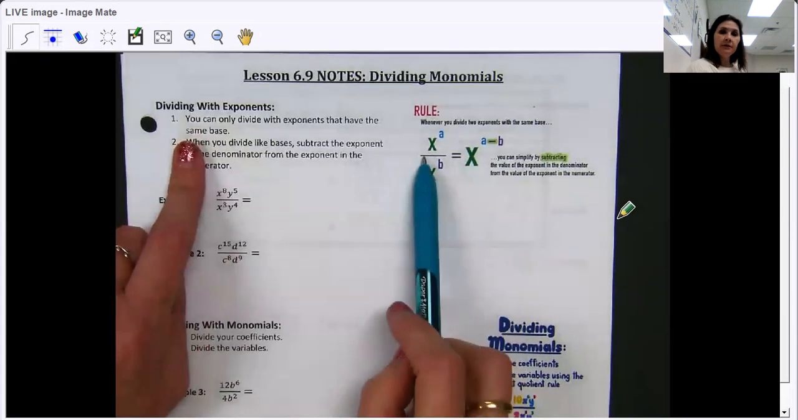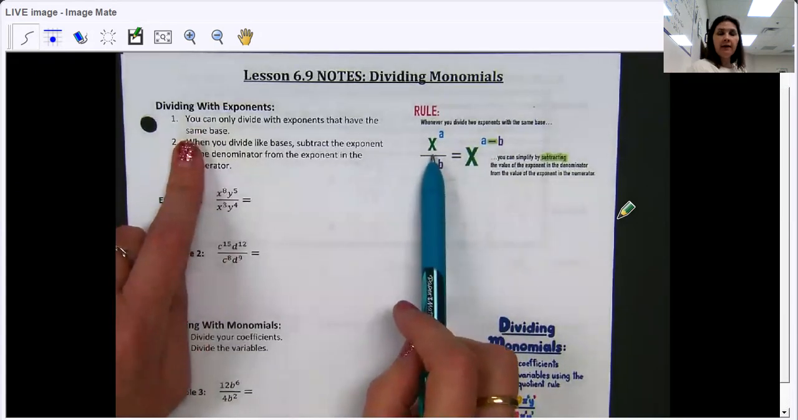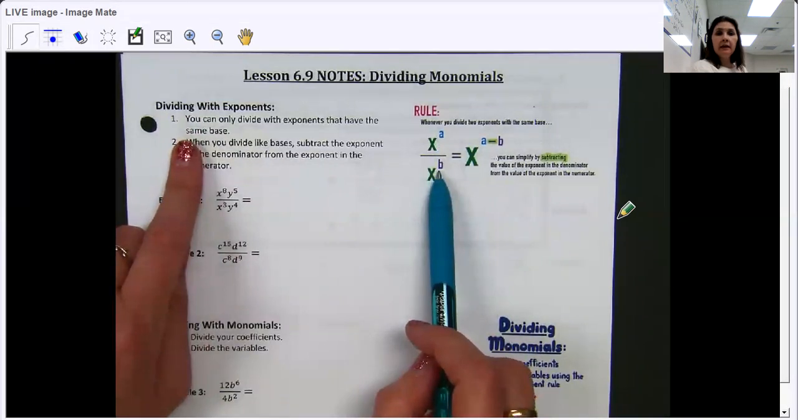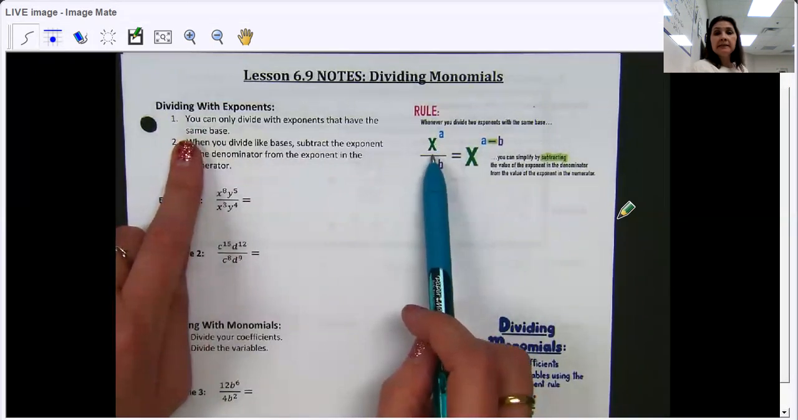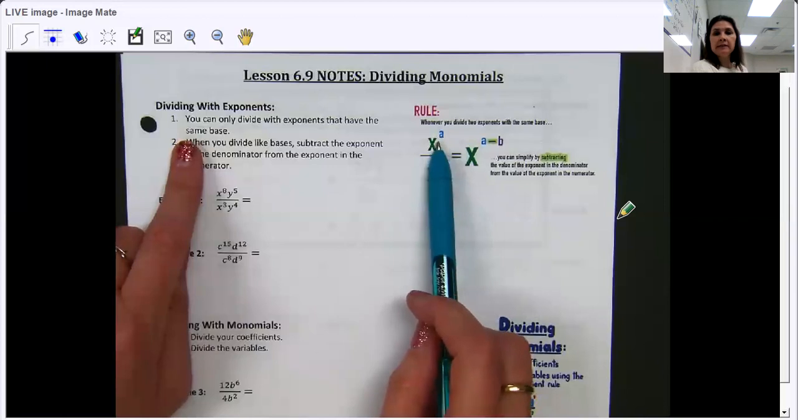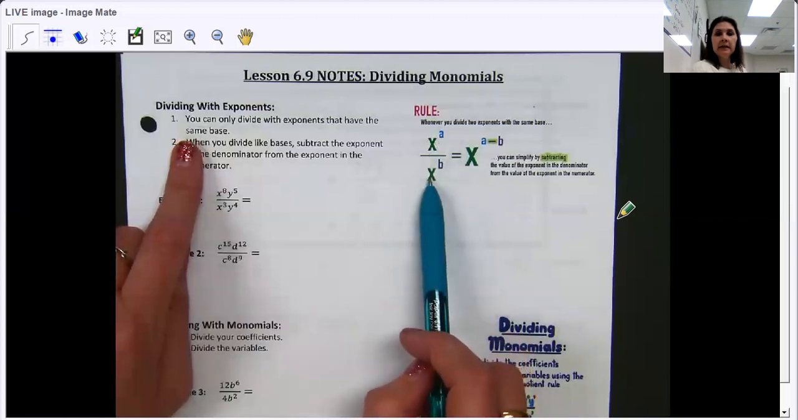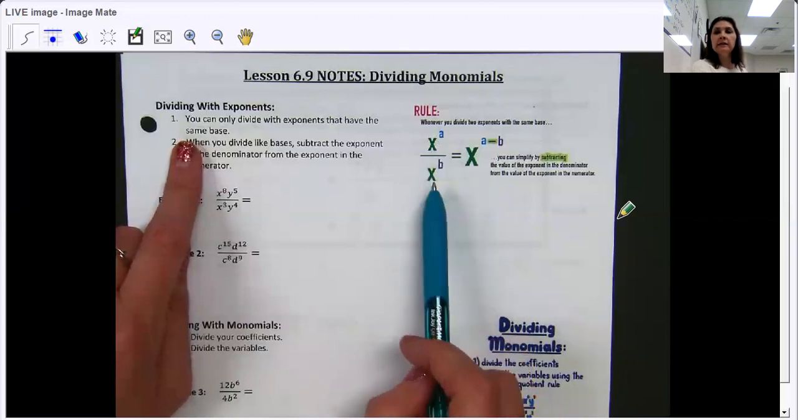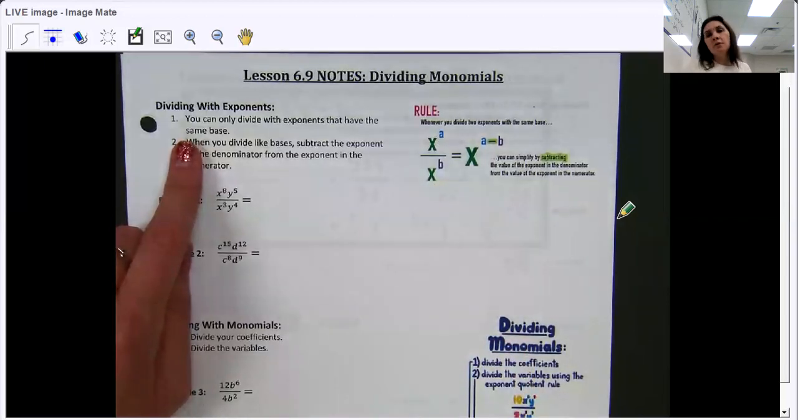So for example, this right here, because we have x to the power of a and x to the power of b, then we can divide those. The base is the x, the exponent is the a. Here, the base is the x, the exponent is the b. Since they have the same base, we can divide them, or another word for it would be to simplify it.